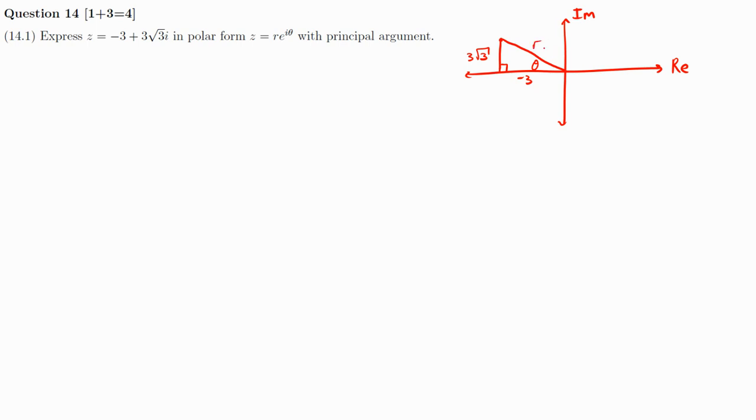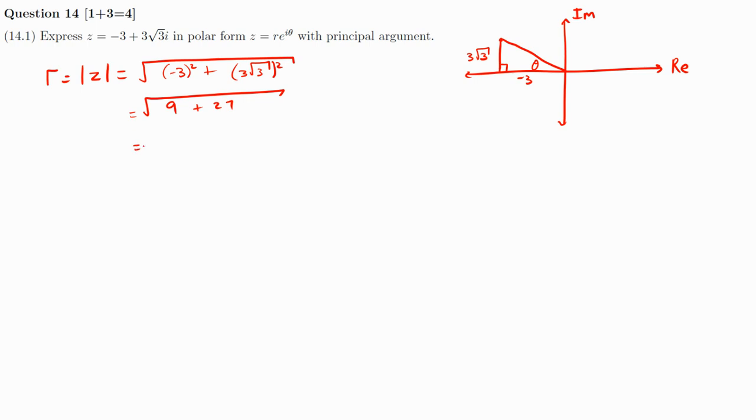So now let's quickly work out this r. R is basically the modulus of z, which will be the square root of minus 3 squared plus the square of 3 square root of 3, which is 9 plus 27, which is 36, and the square root of 36 is just 6. So that's our value right there. So z, which is minus 3 plus 3 square root 3 i, will be equal to 6 times cos of theta plus i sine of theta.